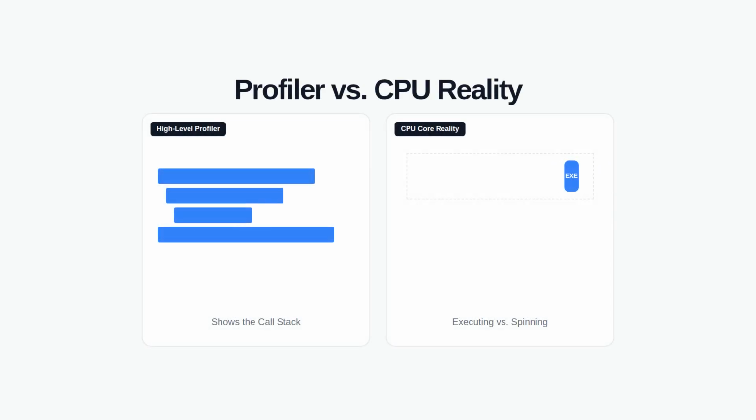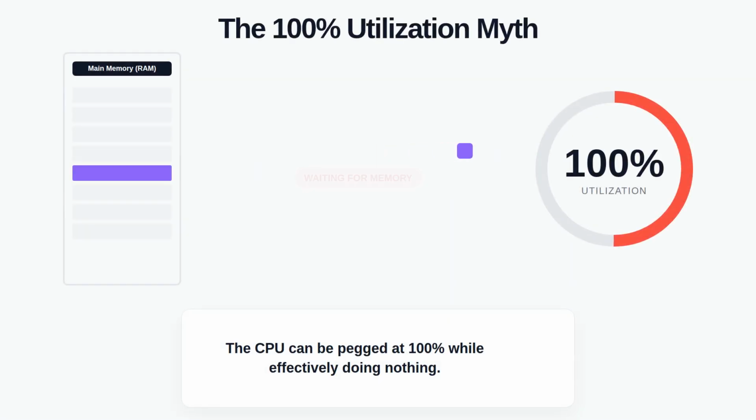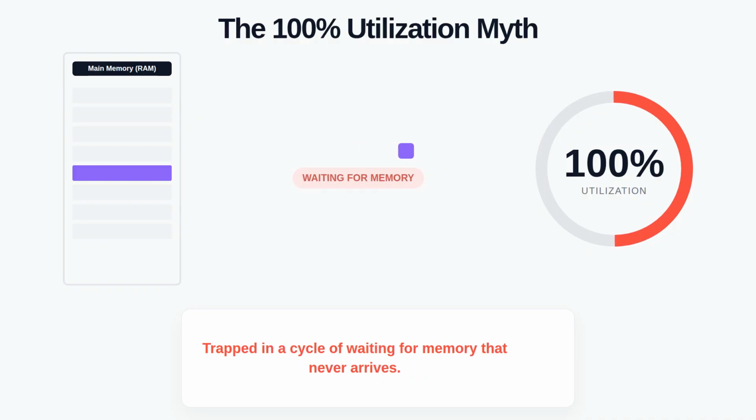High-level profilers can show you the call stack, but they can't tell you if the CPU was executing instructions or spinning in a void. This is why common industry intuition fails us. We assume that if a CPU is at 100% utilization, it is doing 100% work. In reality, a CPU can be pegged at full utilization while effectively doing nothing, trapped in a cycle of waiting for memory that never arrives.